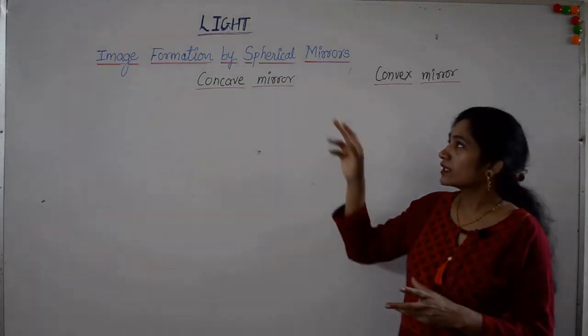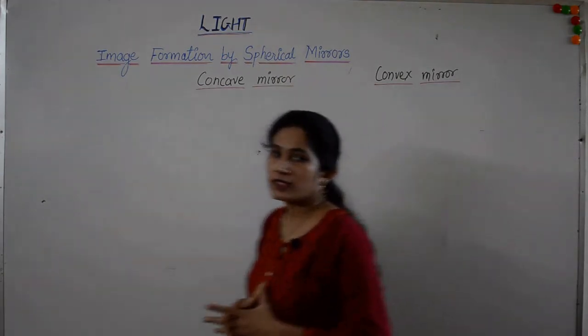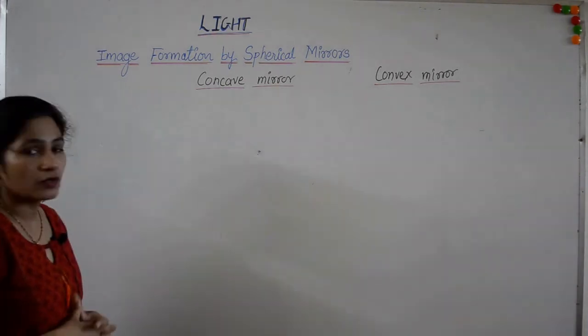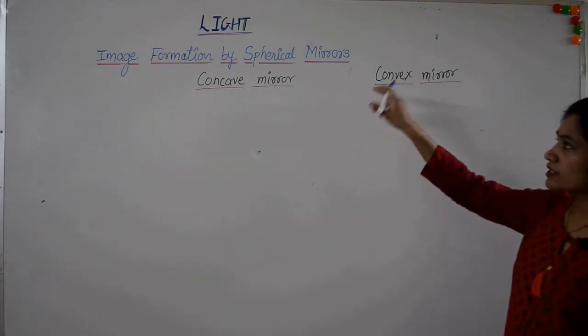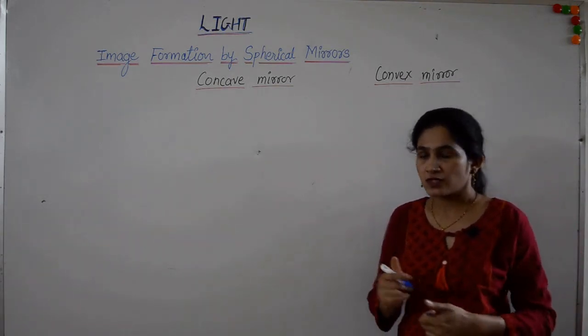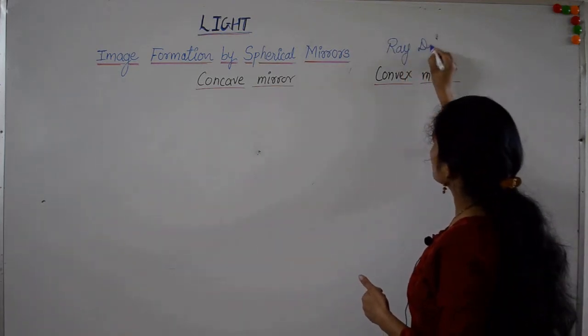Today is the second part of the chapter Light. In the first part we learned about spherical mirrors and various terms related to spherical mirrors. Today we are going to learn image formation by spherical mirrors. Image formation by spherical mirrors can be studied by using ray diagrams. So we are going to draw ray diagrams.